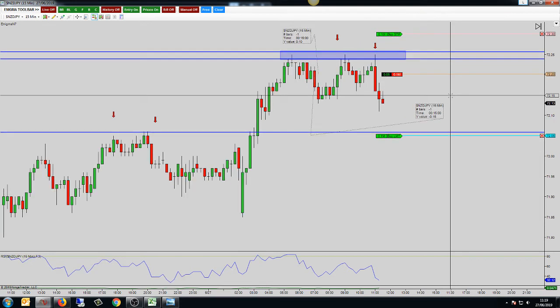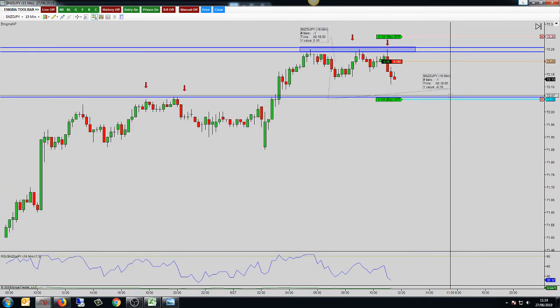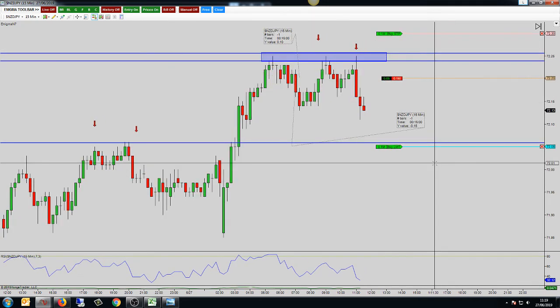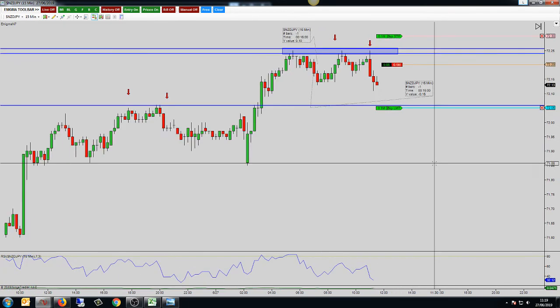I couldn't sleep. I had my alarms going off for that big trade that won for 130 pips. I'm just going to throw that in there. That big trade that won for 130 pips. So, any questions on the New Zealand yen?